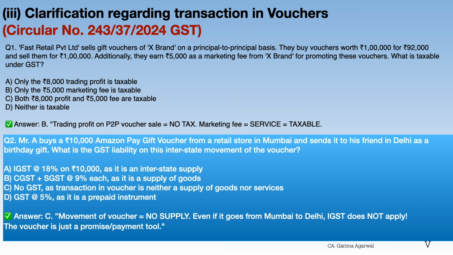A. IGST is applicable at 18% on 10,000 rupees as it is an interstate supply. B. CGST and SGST at 9% each is applicable as it is a supply of goods. C. No GST as transaction in voucher is neither supply of goods nor services. D. GST at 5% as it is a prepaid instrument. So the correct answer is C. Movement of voucher is not a supply. It is not a good nor a service. So no GST is applicable.